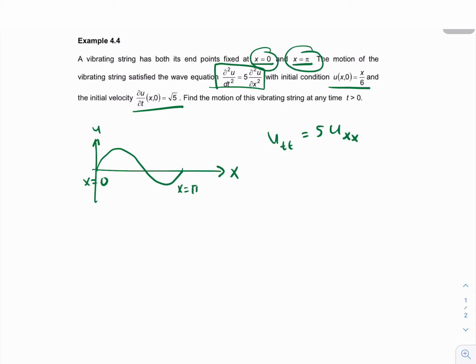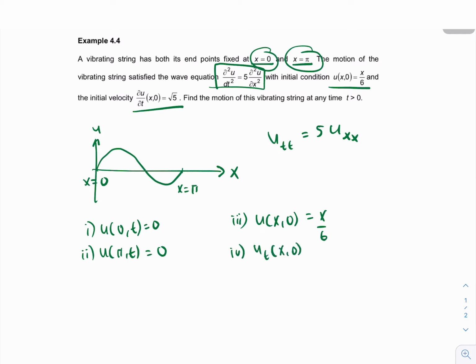So let's rewrite the four conditions. The first is u(0,t) equals 0, which is the displacement, and the second condition is when x equals pi, for any t, also equals 0. The third condition is the initial condition: when time equals 0, the function is x over 6, and the initial velocity when time equals 0, the function is root 5.